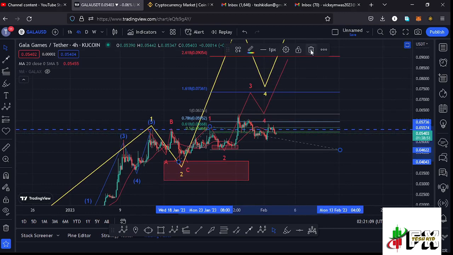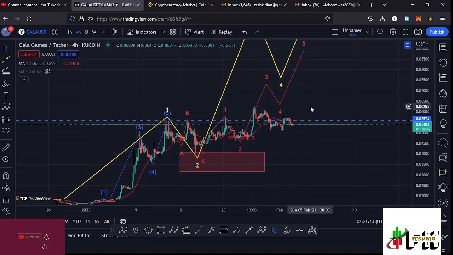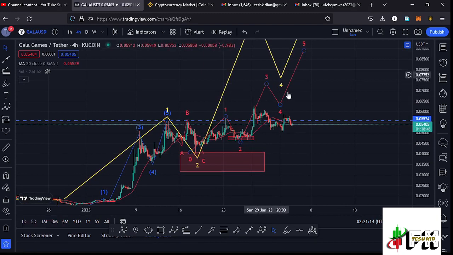We also need to be prepared for a move that could possibly play out over here, because you can see that in the formation of this wave 3 we have managed to lose the wave 1 high, meaning that whatever we are seeing here on the charts, we are losing steam in the formation of that higher Elliot wave count 3, which is an impulsive wave.